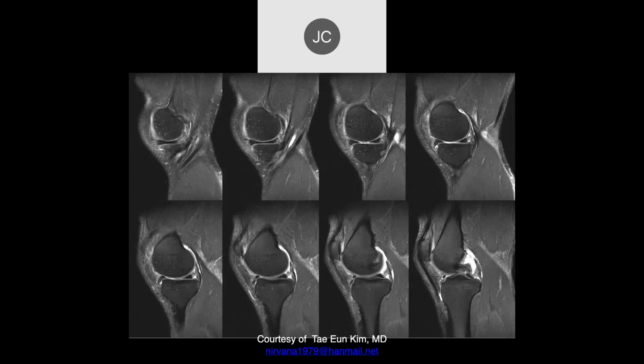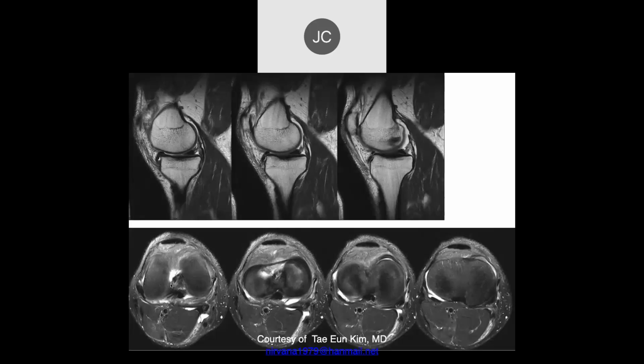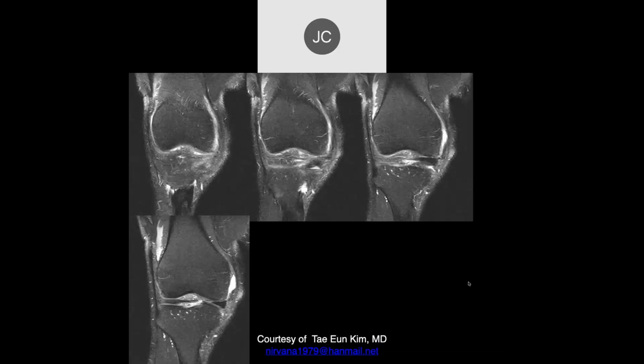Just looking at the meniscus here, I think the anterior horn is extruding. Yeah, inferiorly. There's some extrusion there. I don't see... is there a tear on the axials?